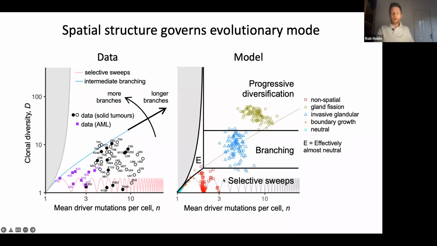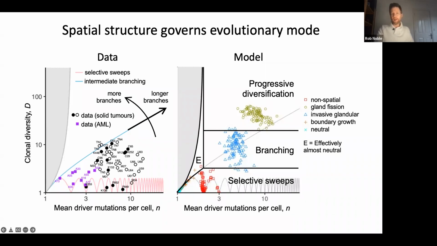And what we would hope is that the non-spatial model, which is shown in red on the right-hand side, corresponds to leukemia. Well, it seems to correspond fairly well. And we'd hope that the invasive glandular model, shown with the blue triangles, corresponds to the solid tumor data, where it does to some extent, in that the mean number of driver mutations is similar, but the diversity we see in the model is clearly a bit higher than the diversity we see in the data.